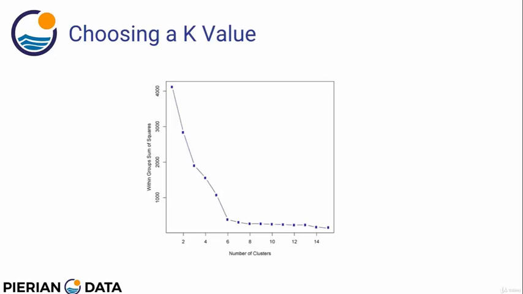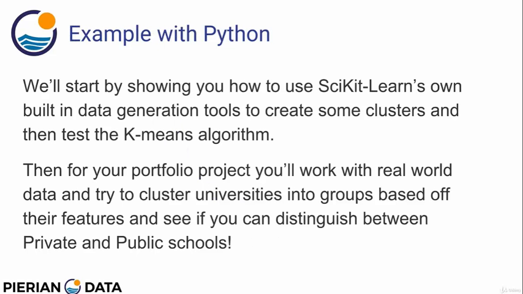Again, there's no correct k-value, so you want to use your domain experience or domain knowledge in whatever field you're working with in order to try to choose a correct or reasonable k-value. Now that we've learned about the theory behind the K-means clustering algorithm, let's move on to showing some examples with Python. We'll start by showing you how to use scikit-learn's own built-in data generation tools to create some clusters and then test the K-means algorithm with scikit-learn.